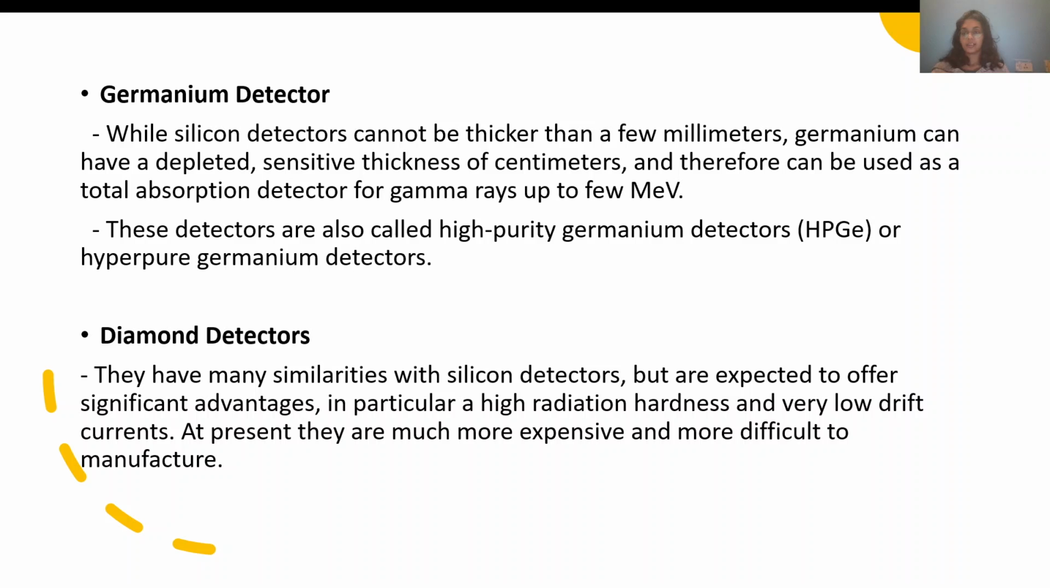Next detector class is diamond detectors. They have many similarities with silicon detectors but are expected to offer significant advantages, in particular high radiation hardness and very low drift currents. At present, they are much more expensive and much more difficult to manufacture.